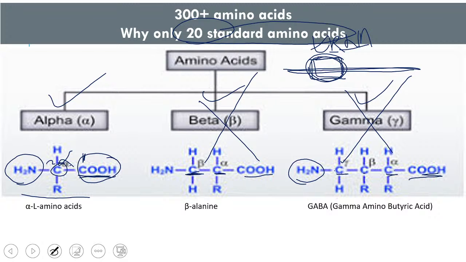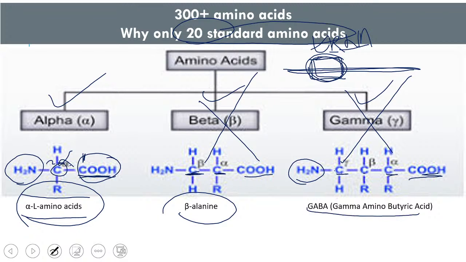And some examples are alanine, lysine, glycine, tyrosine, tryptophan, phenylalanine, histidine. All 20 amino acids which we normally know are alpha amino acids. Examples of beta amino acids are beta alanine, and gamma amino butyric acid is a gamma amino acid. GABA is one of the neurotransmitters.